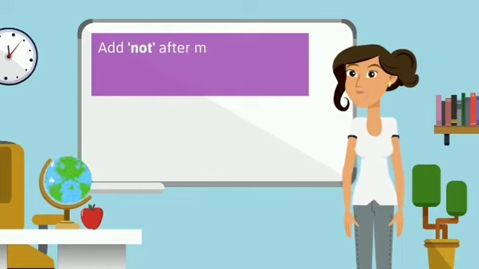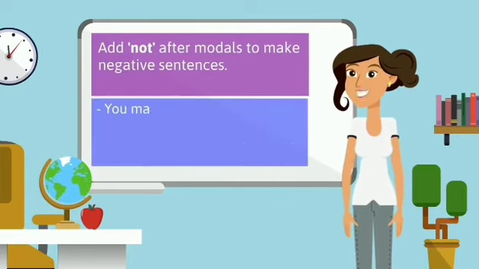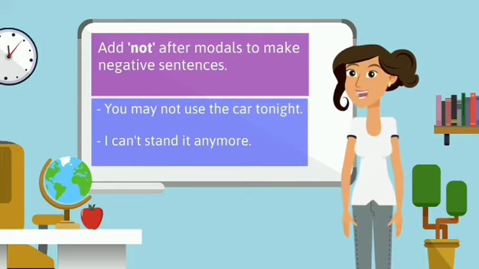Now, add not after modals to make negative sentences. It's that simple to add not after a modal. Let's see the examples. You may not use the car tonight, or I can't stand it anymore. In the first sentence, may is followed by not to make the sentence negative, may not. And in the second one, can is followed by not, but it is contracted into can't. And it's also a correct form.